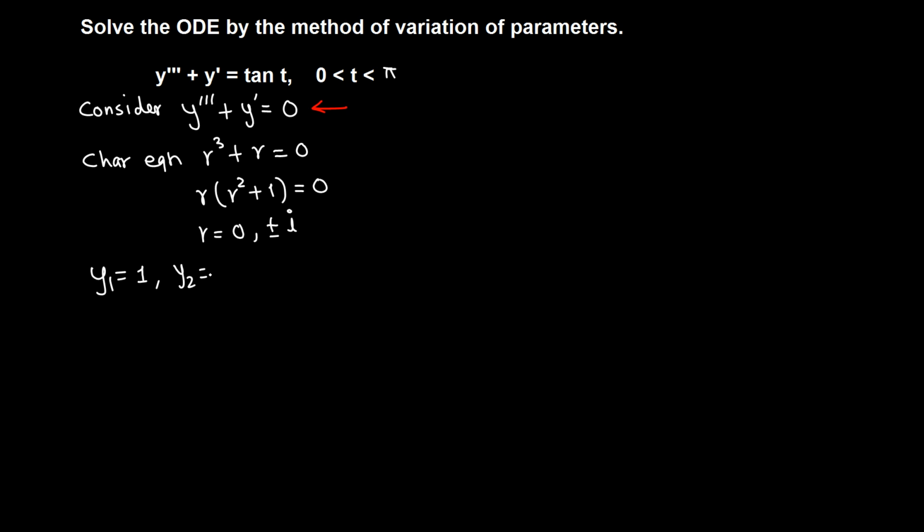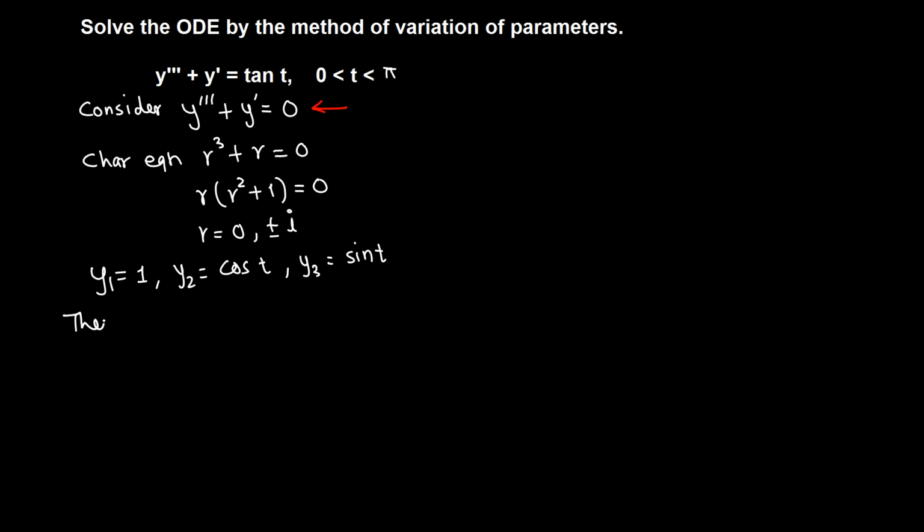And the second solution is, we know when we have complex roots, that's cosine and sine. There is no real part. It is 0 plus 1i. So cosine 1t, so cosine t. And y3 is sine t. So we have 3 solutions. Then we can write down the general solution for this homogeneous equation, which is the complementary solution for the original.